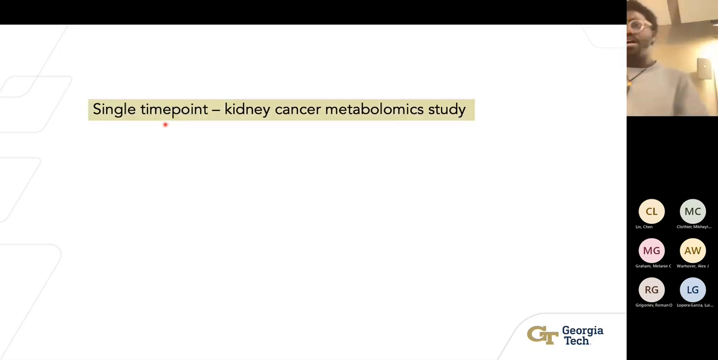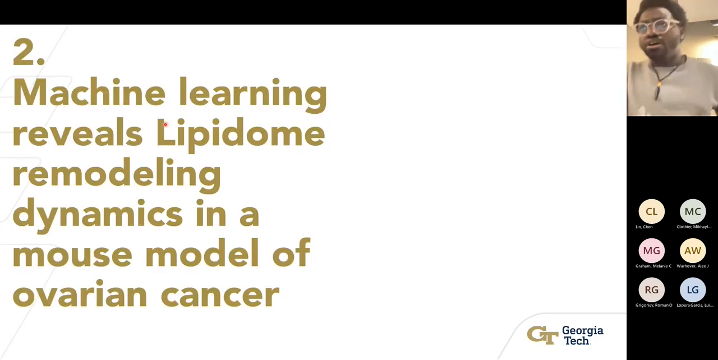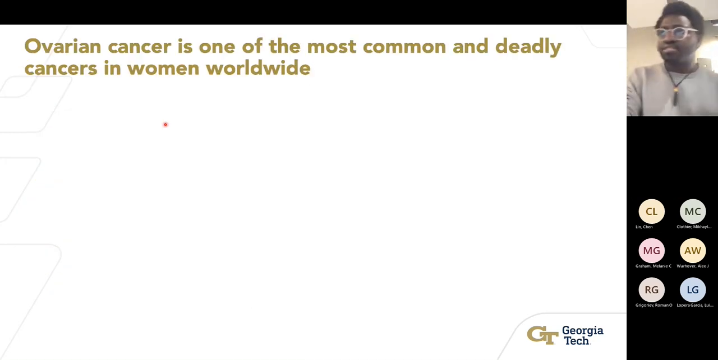So far, I've been talking about a single time point, this kidney cancer study. But what if we have a longitudinal metabolomic study? What if we have multiple time points, which is much more ideal in certain circumstances? So this is going to lead me to the next part of my talk. In this case, I am going to be talking about lipidome remodeling dynamics in a mouse model of ovarian cancer. So let's get this started.